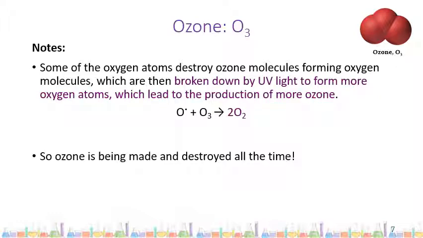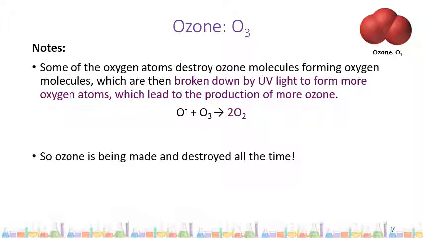So some of the oxygen atoms can destroy ozone molecules. The O free radical can actually react with ozone molecules as well. That's another reaction that could possibly occur. What will happen there is that they'll react together to form two oxygen molecules, so the 2O2 in purple there.